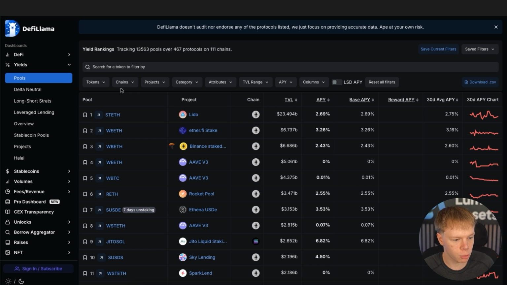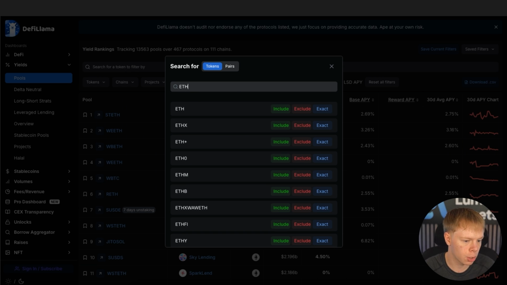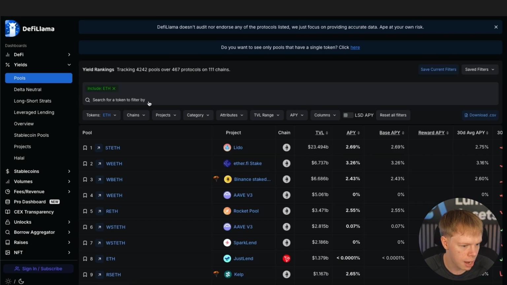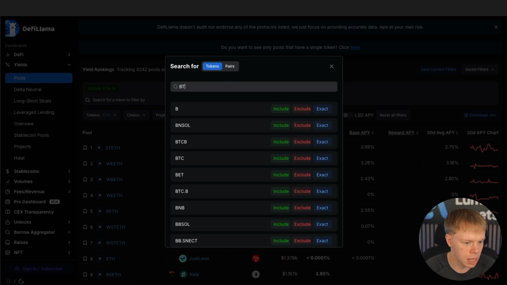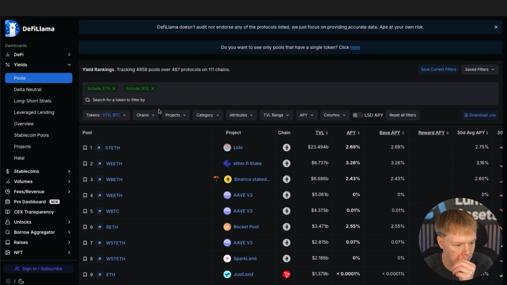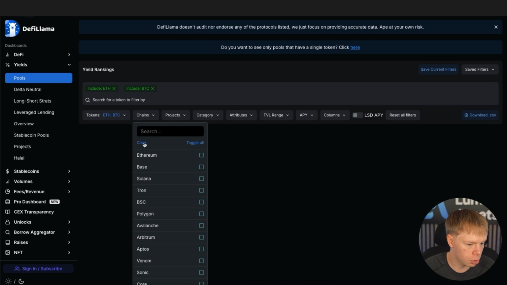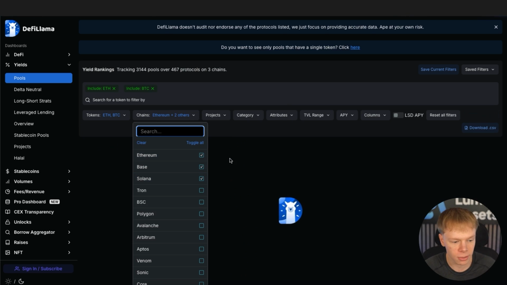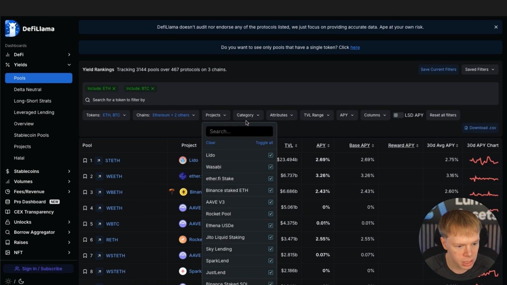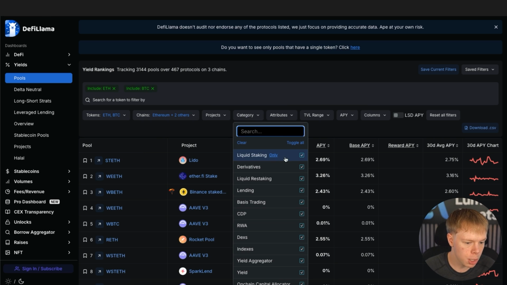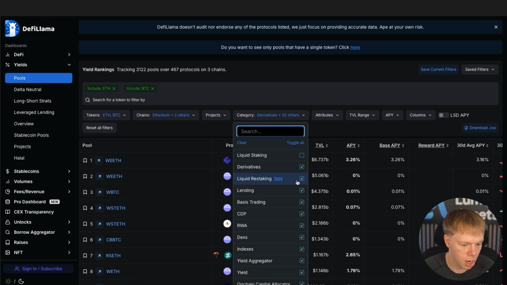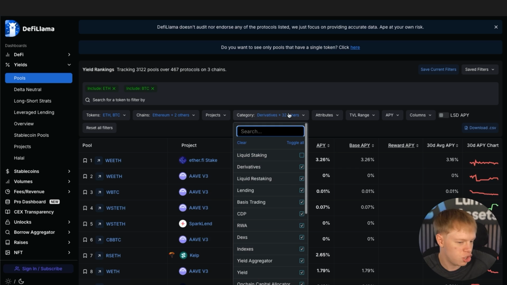And you can get very, very granular with these filters. So if I want to look at stuff like ETH, I could say, hey, I want to look at pools that include ETH as well as pools that include Bitcoin. And then from there, we could say we want to look across Ethereum, Base, and Solana chains. And we want to look at these specific projects. And maybe we don't really care about liquid staking, but we do care about these other opportunities. So we can uncheck that one.